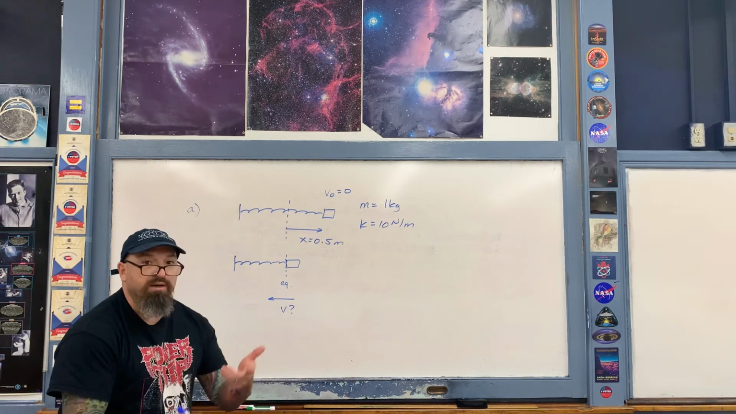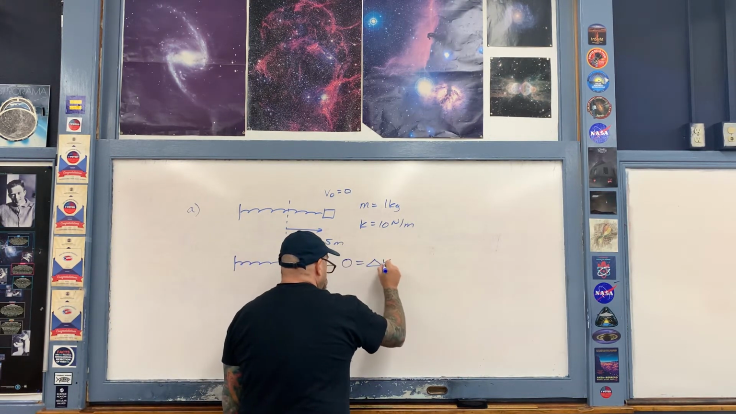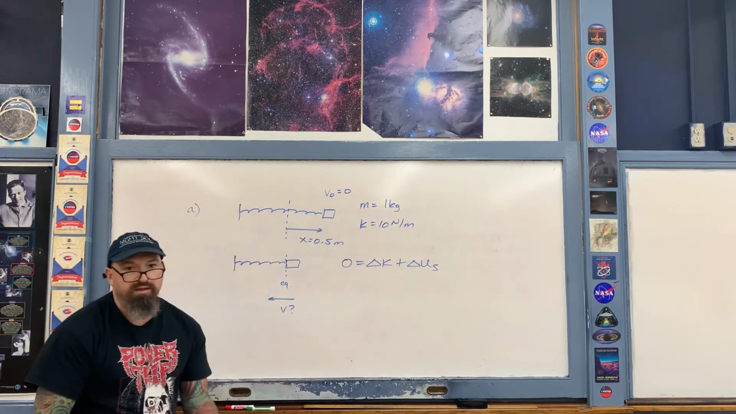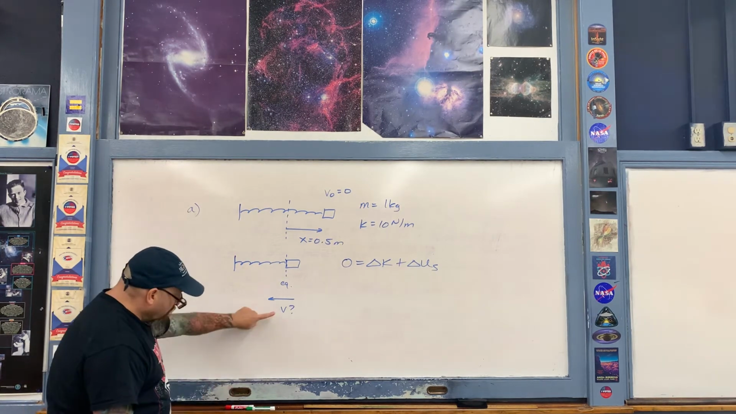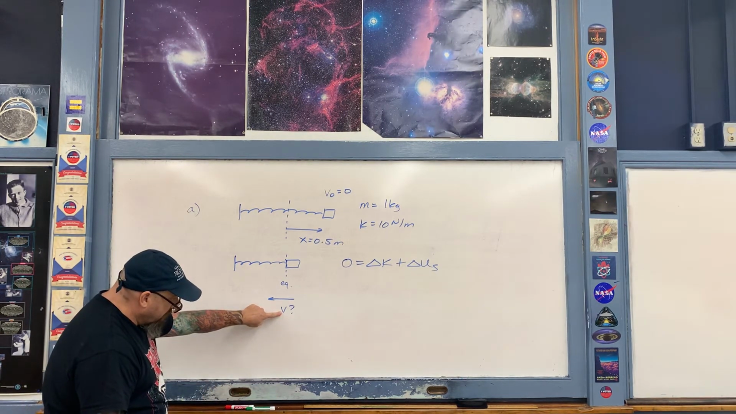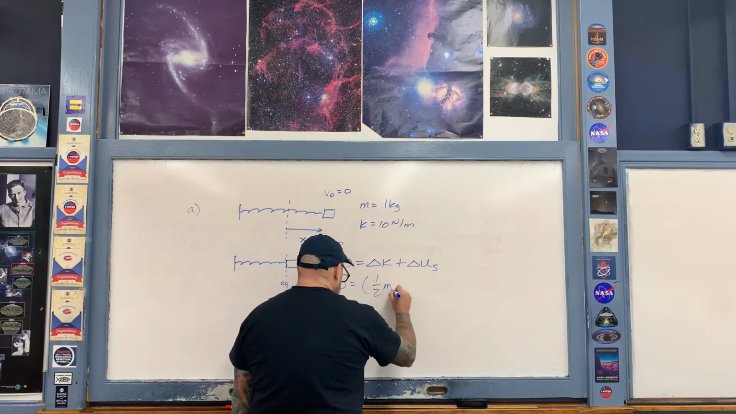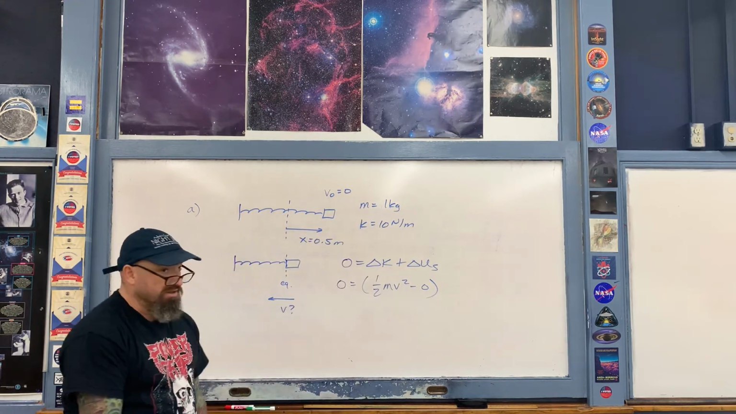And now we set up our conservation of energy expression. 0 equals delta K plus delta U sub s, and now we just start filling in all of our terms. So first of all, the change in kinetic energy. We will have a final kinetic energy here with the speed v, so that's 1/2 mv squared, minus then the initial kinetic energy of 0 because the object begins at rest.